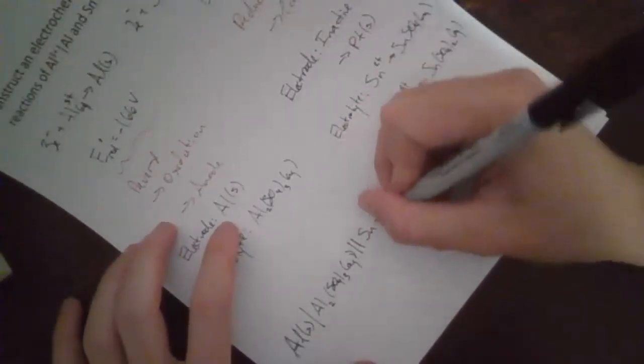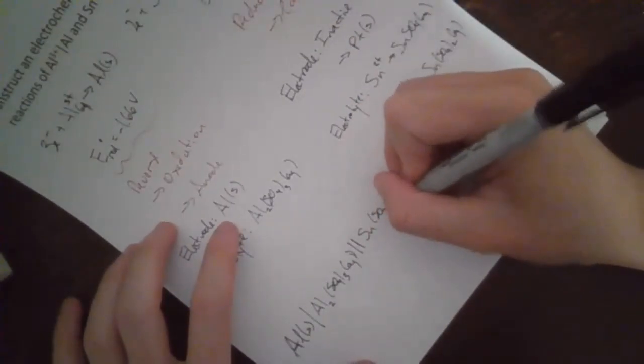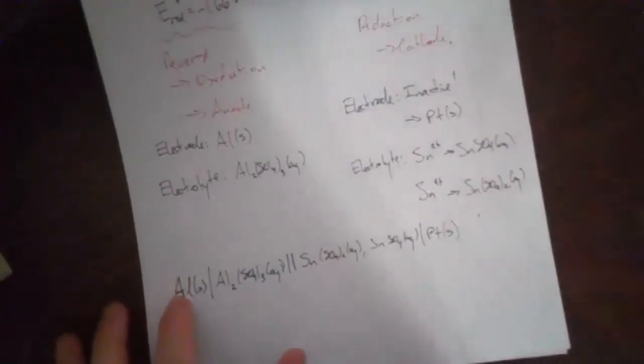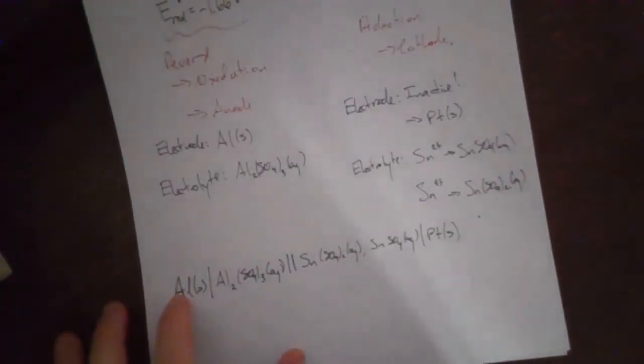And so we're going to write both of these things. We can write the Sn(SO4)2 aqueous and the SnSO4 aqueous. You just put a comma in between them. The vertical lines imply you're talking about electrolyte or electrode changing. So we do put the platinum in there because you're really given a recipe. You're trying to schematic it out.